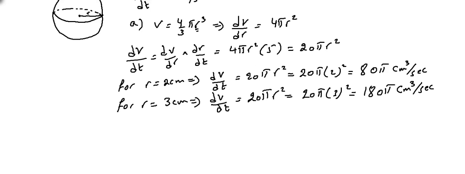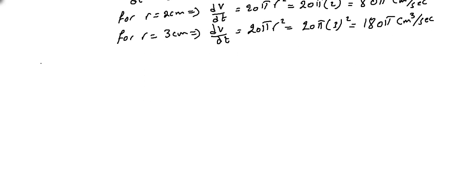That's great. Let's go for part B. Part B says, find the rate at which the surface area of the sphere is changing. Find dA/dt, and calculate this rate also when r equals 2 and when r equals 3. First, what is the surface area of the sphere? It's 4 pi r squared.